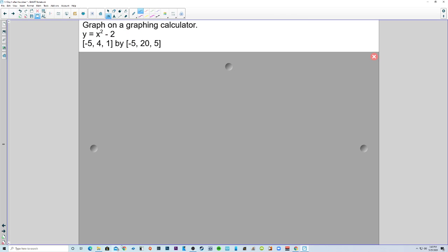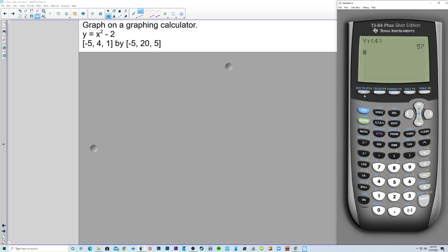Graph on a graphing calculator. All right, I can do that. Let's bring up the graphing calculator. Let's clear these out of here so it doesn't get in the way. Y equals x squared minus 2. So x squared, and then we'll minus 2. And it says -5 to 4 by 1s, and then -5 to 20 by 5s. So this is what the graph should look like right here.